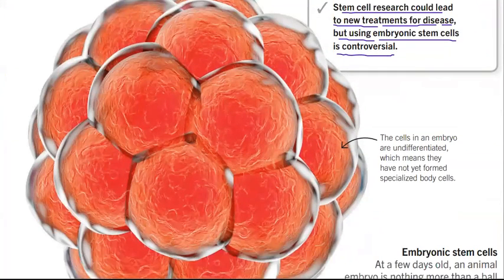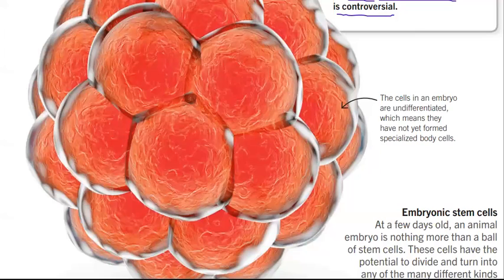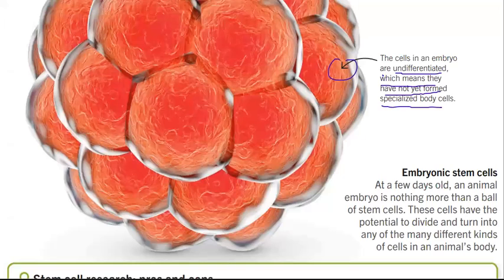Here, at this location of stem cells, if you observe, the cells in an embryo are undifferentiated, which means they have not yet formed specialized body cells. Embryonic stem cells: at a few days old, an animal embryo is nothing more than a ball of stem cells. These cells have the potential to divide and turn into any of many different kinds of cells in the animal's body.